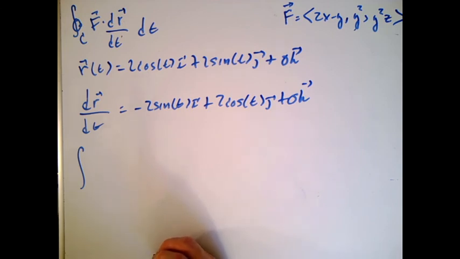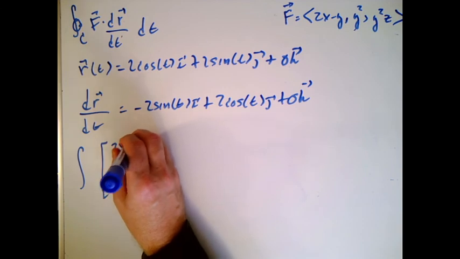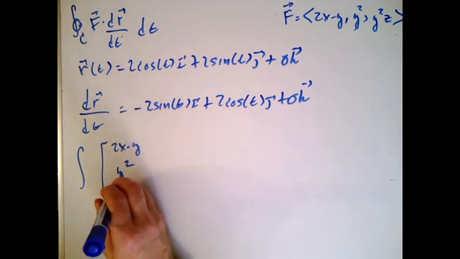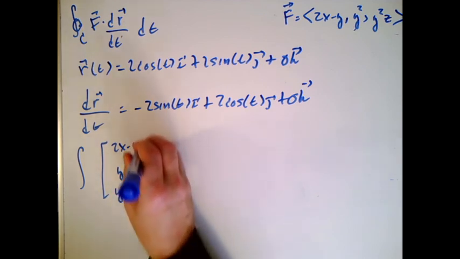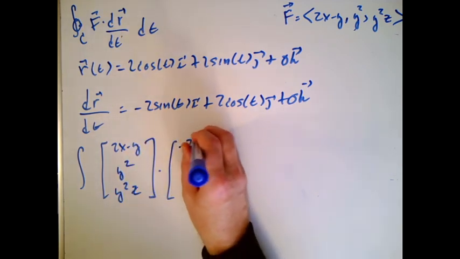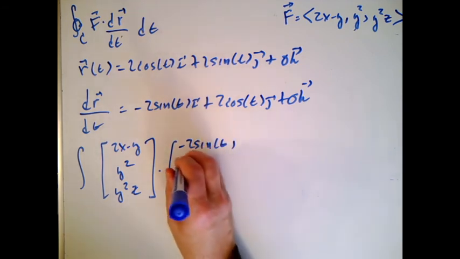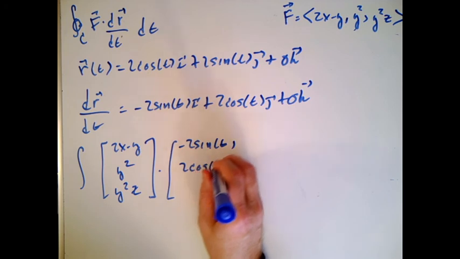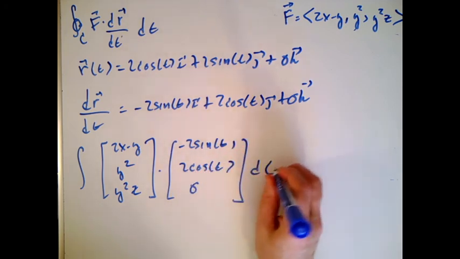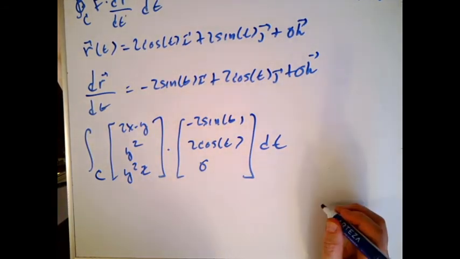And we're going to start writing down the line integral. F looks like 2x minus y, and then y squared, and then y squared z. And I'm supposed to dot that with dr dt, so this is minus 2 sine t like this, and then 2 cosine t like this, and then 0 like this. And I know there's a dt over here. We still need limits of integration, and I need to put everything in terms of t.